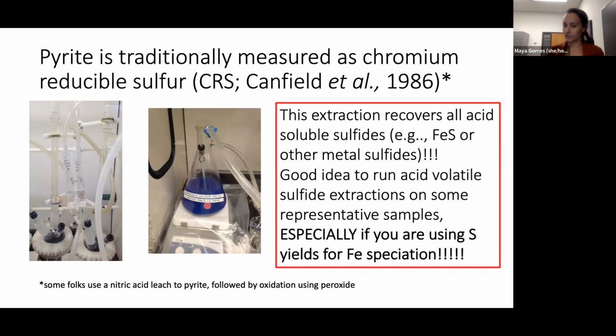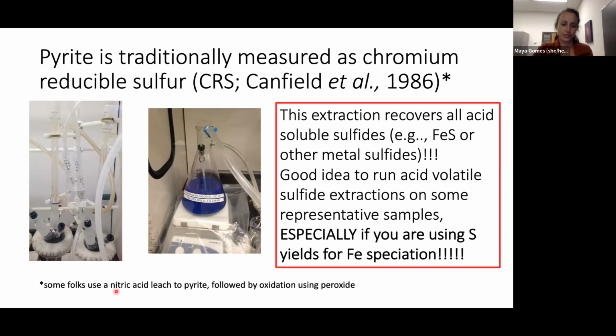And this is not to talk about iron speciation, but I want to make the point that this also affects iron speciation data. The way that we quantify iron as pyrite in iron speciation extractions is you do this CRS extraction. You measure the sulfide and you assume that for every 2 moles of sulfide, you'll have 1 mole of iron because pyrite is FeS2. But if you have iron monosulfides, then you're getting your iron concentrations wrong. So those of you who measure iron speciation, I want you to think about this.